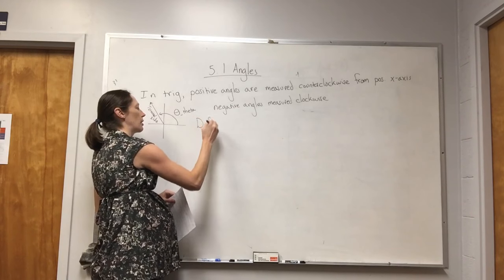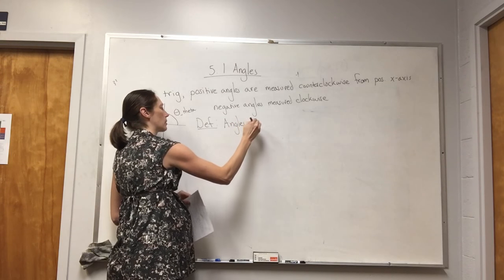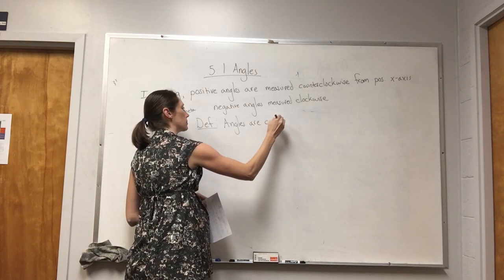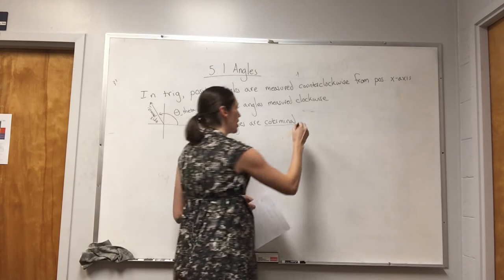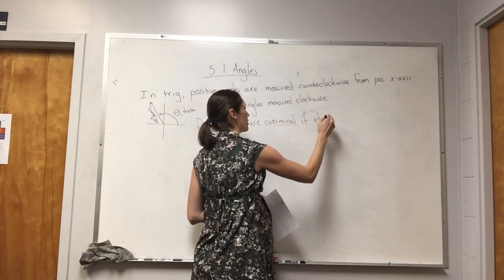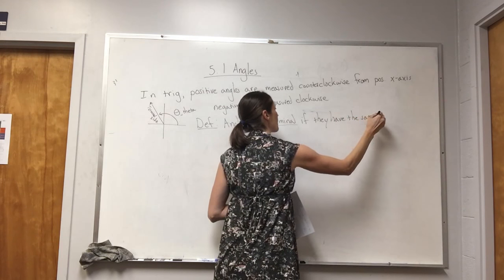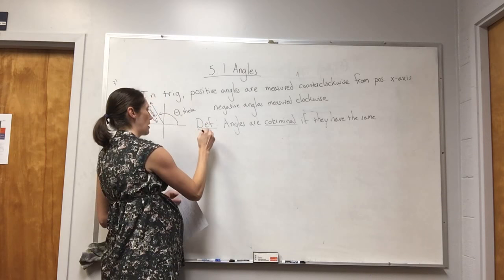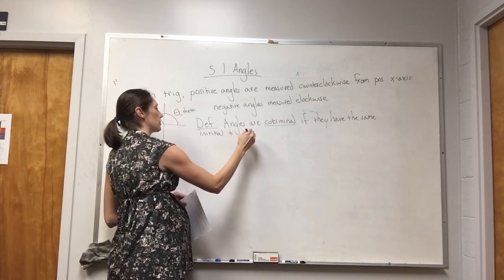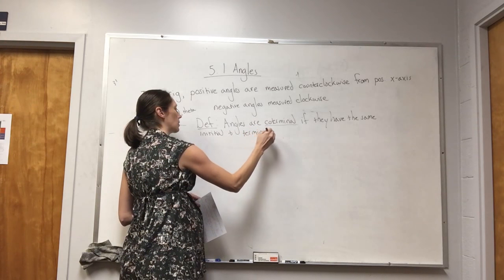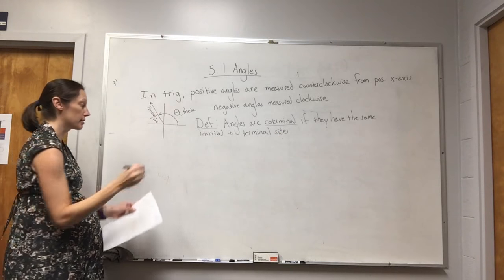As a definition that will be important, angles are coterminal. Alright, so that's what we're defining. What does it mean to be coterminal? If they have the same initial and terminal sides. And we'll have a visual and an example to go along with this.